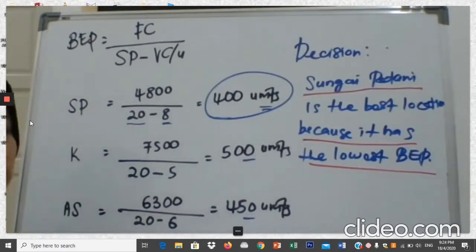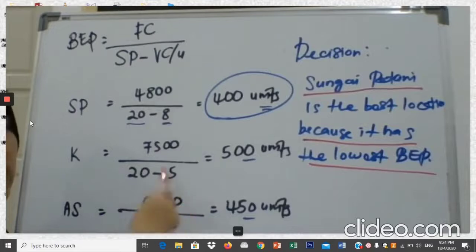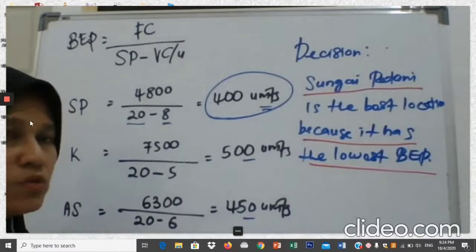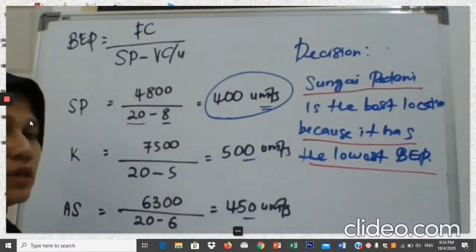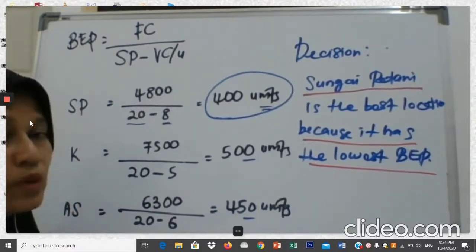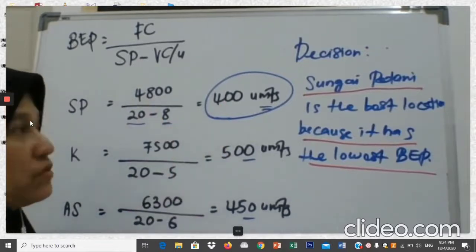Once we have performed all the calculations for the break-even point analysis for all these 3 locations, the last thing that you have to do is to make a decision. By using break-even point analysis, which one is the best? To decide the best location, we have to pick the location with the lowest break-even point. In this case, Sungai Petani has the lowest break-even point.